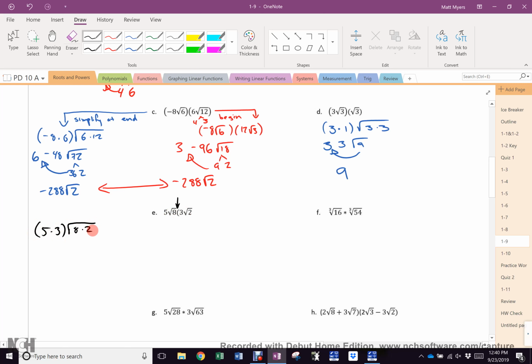8 times 2, right? 5 times 3 is 15, root 16. What's the square root of 16? 4. So what comes out? 4. And what do we get? 60. Now, we are done with the first one. So, let's get rid of them.